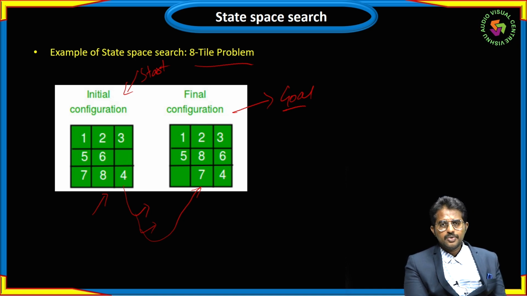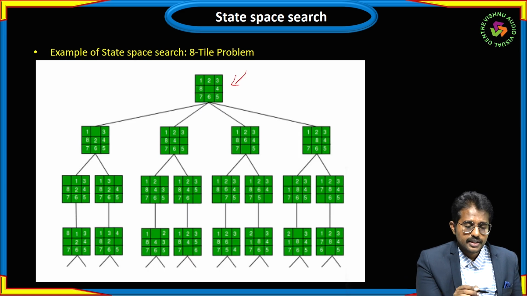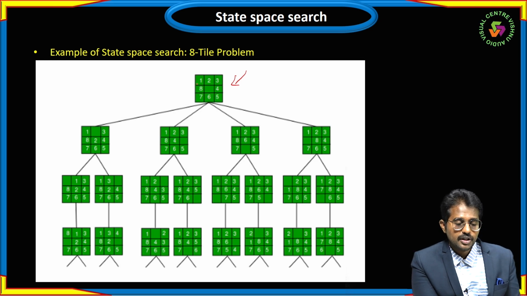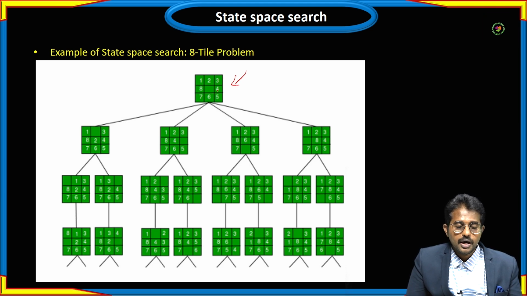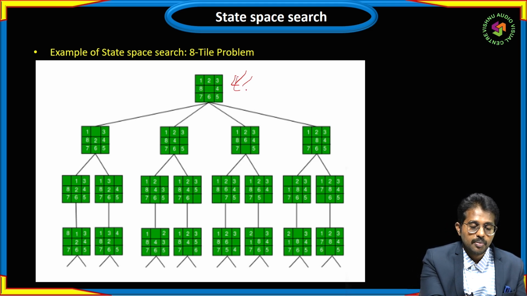By using state space search algorithms, as we already stated, we are going to apply the brute force technique. That is, we have to search all the possible values for the particular 8 tile problem. Let's say this is some state. In the first row we have 1, 2, 3, in the second row we have 8, a blank space and 4, and in the third row we have 7, 6 and 5. So this is the intermediate state.